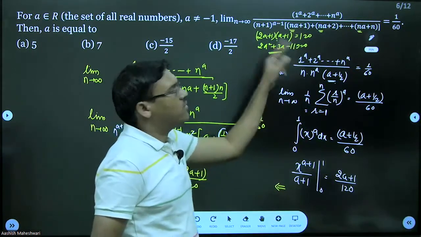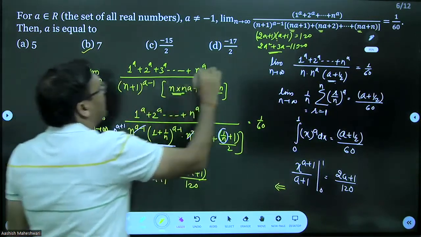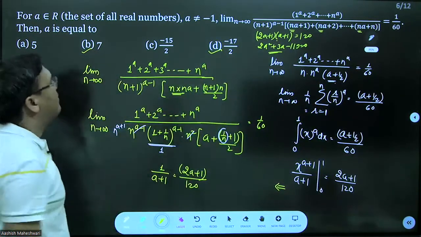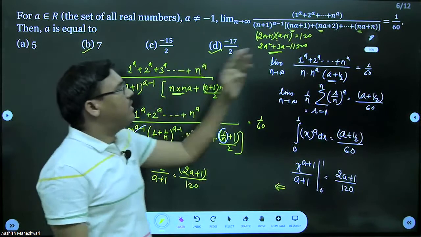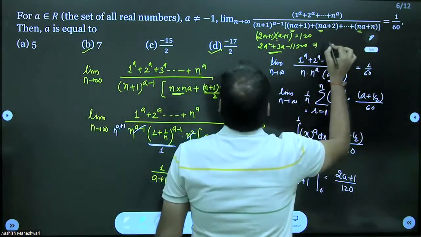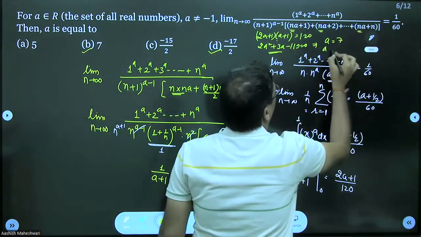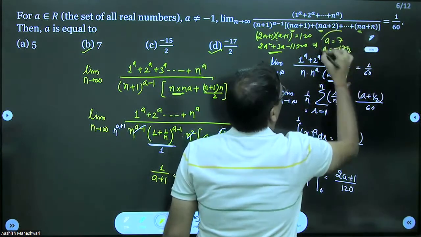So if you just solve this quadratic equation, check it yourself, you will find options B and D will be the answer. You will find a will be equal to 7 and a will be equal to minus 17 by 2. The roots of this calculation you can easily do. This is equal to 7 or minus 17 by 2, that is the answer.